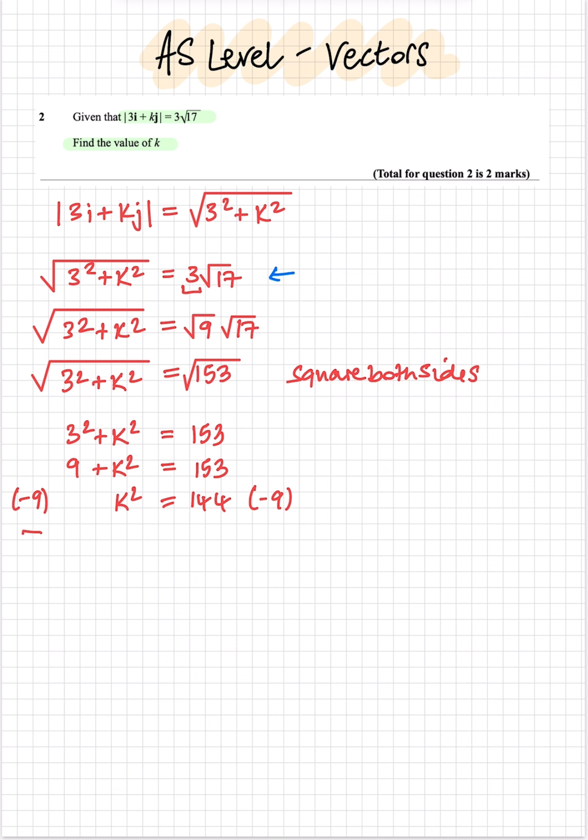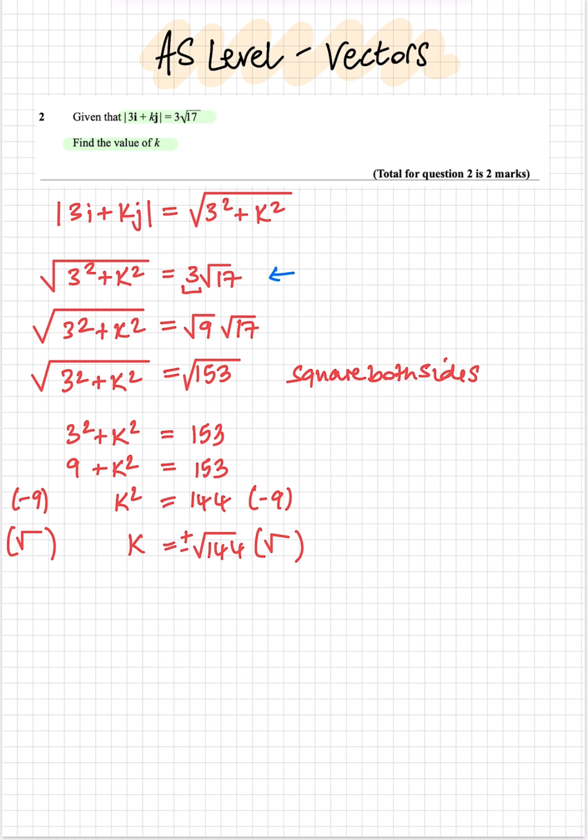So our last step to solve for k would be to square root both sides. What you need to remember, guys, when you square root both sides, okay, is that when you square root this side, it's going to be the square root of 144, but the positive and negative version for that. And when you square root the left-hand side, we just get k.